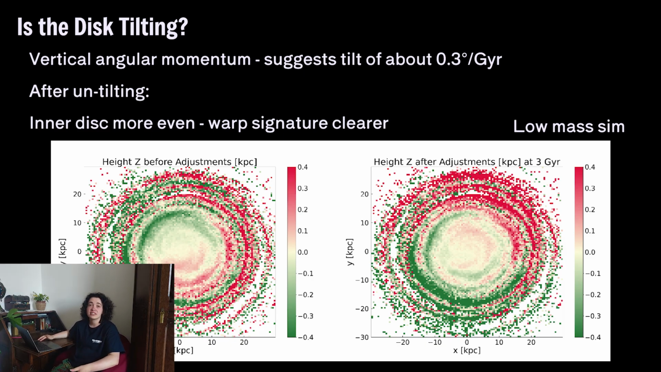After untilting that, you can see in the plot below, this is for the low mass sim, that the inner part is less tilt warped, so it's a little bit more even, but the outermost regions actually show a much clearer warp, which is fantastic. That's exactly what I wanted. And the exact same thing happened with the massless sim, the control simulation, as well.